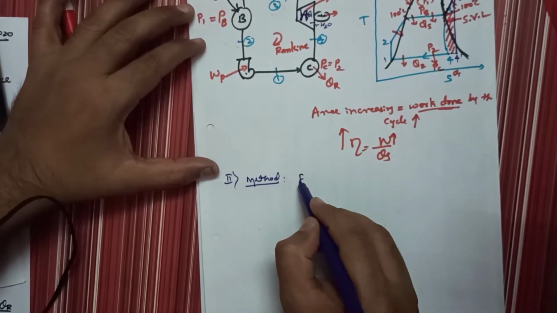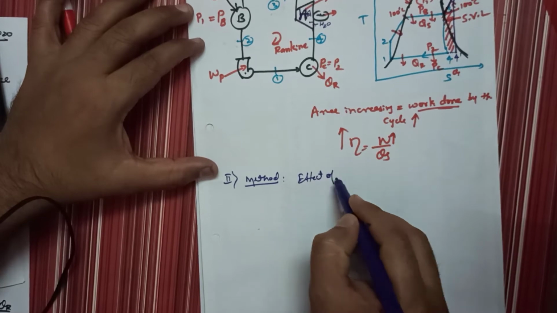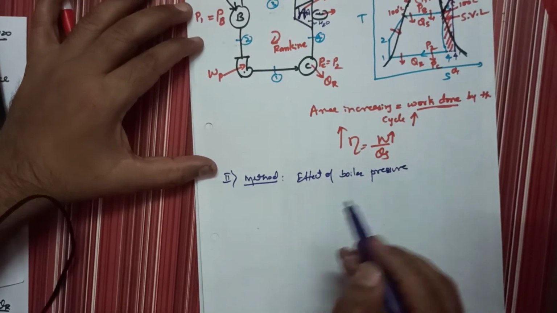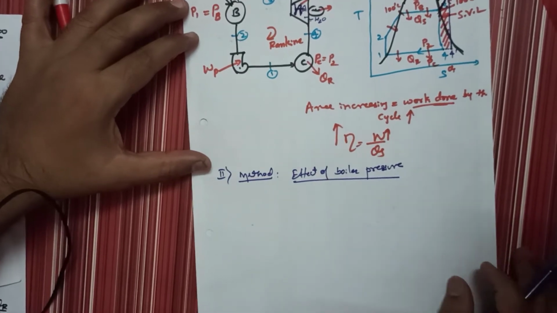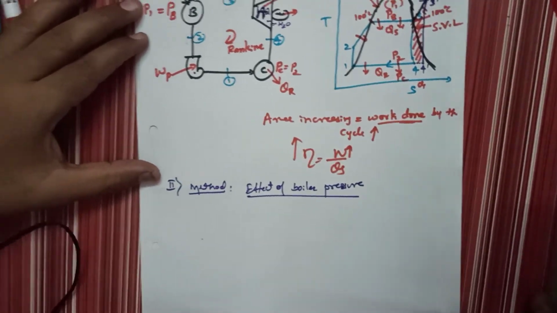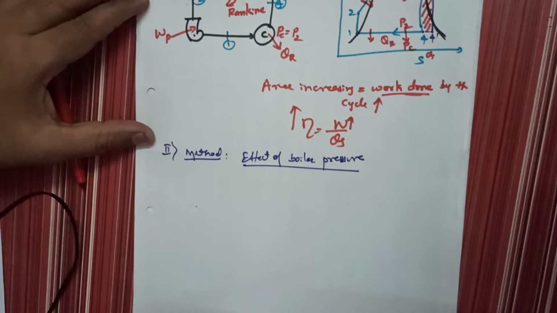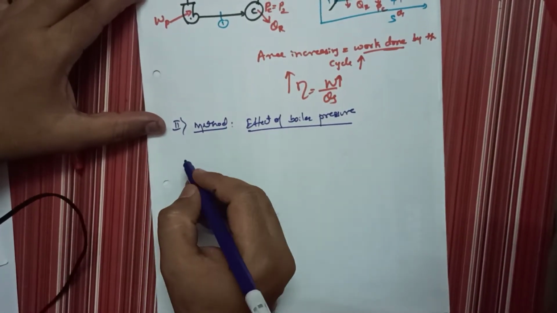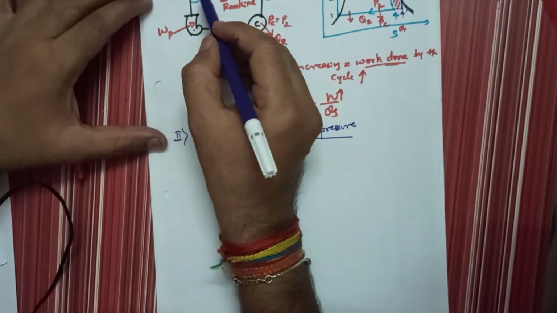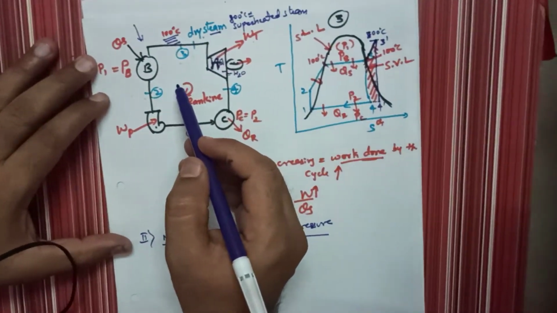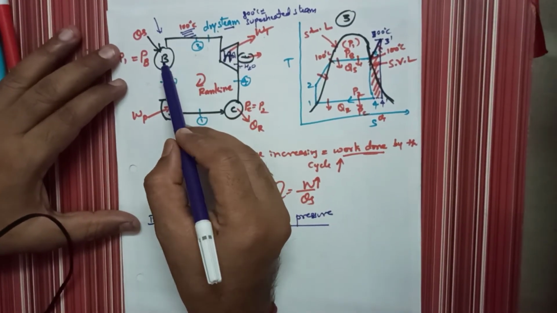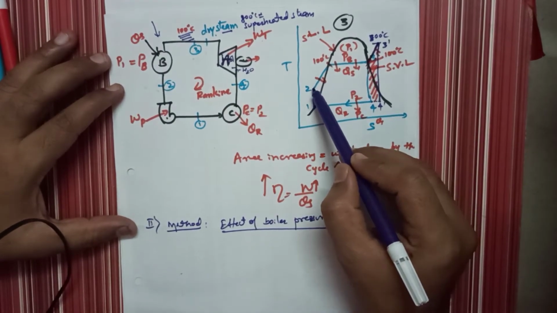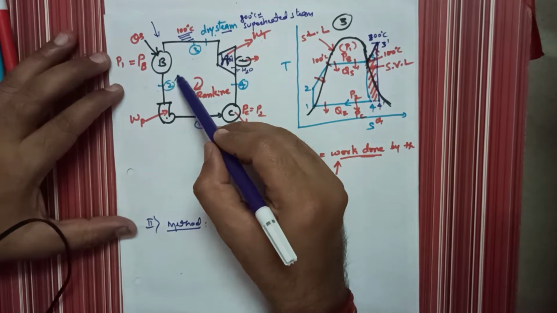Second method is effect of boiler pressure. And dear students, very important, a little bit confusing, please try to understand. So effect of boiler pressure, I will refer to the same diagram here. It is boiler pressure, it is PB. So the boiler process is between 2 to 3.